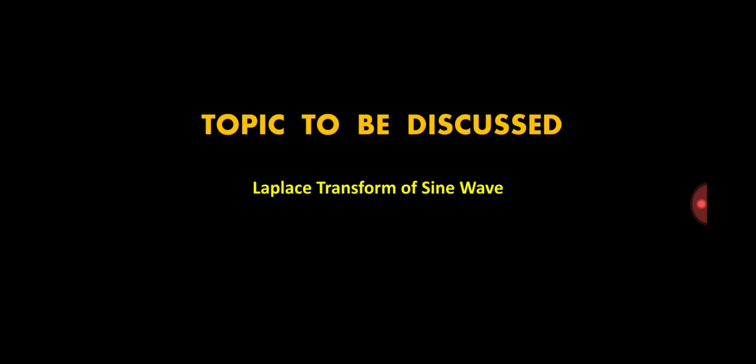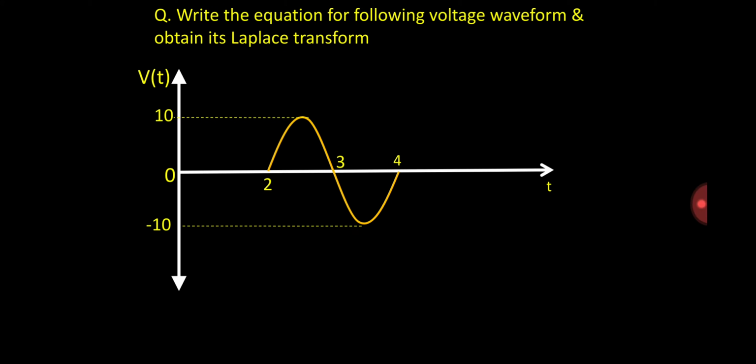In this video, we are going to discuss the topic Laplace transform of sine wave. So we are having one question. Write the equation for following voltage waveform and obtain its Laplace transform. So we can see one voltage function is given and this waveform is nothing but sine waveform. It is having positive maximum value and then negative maximum value. So we have to write down its voltage equation.